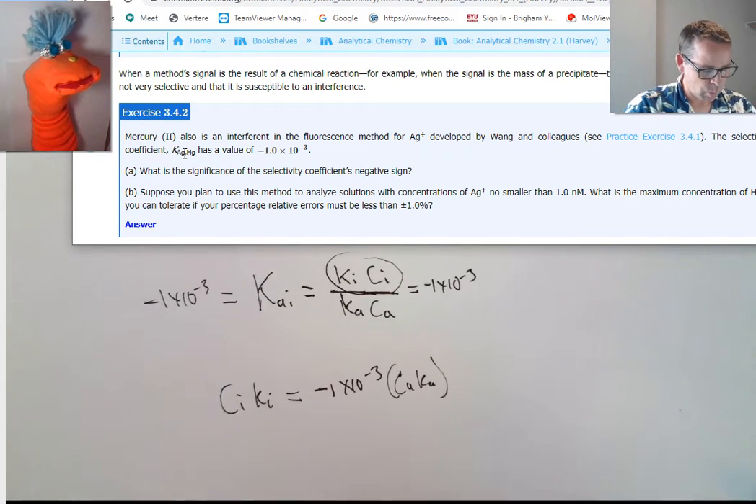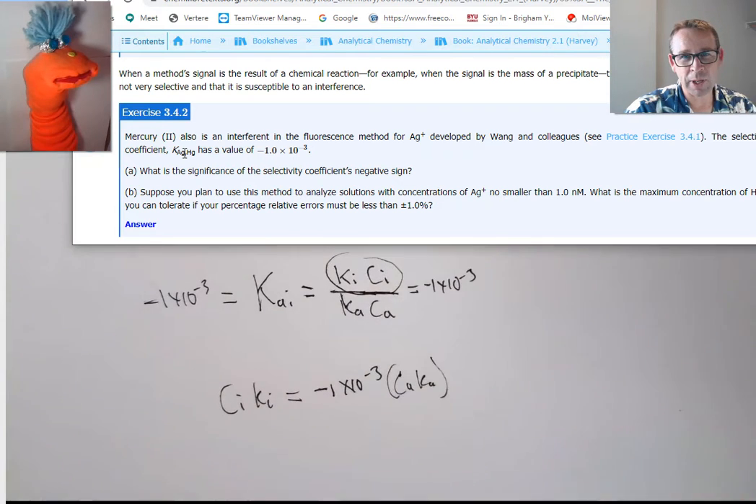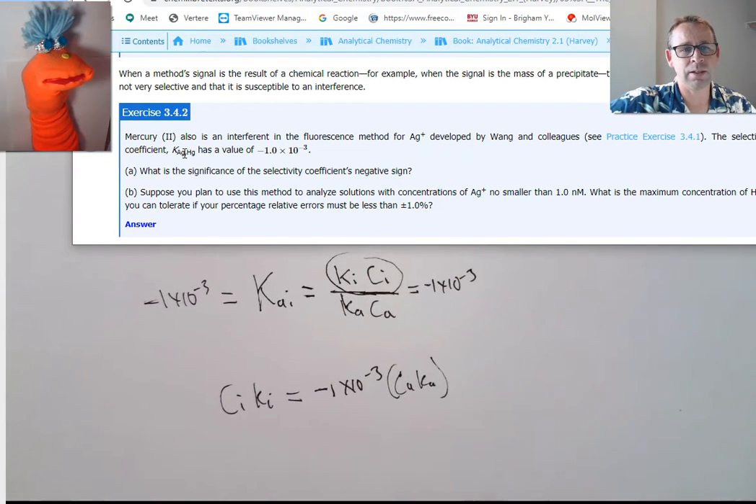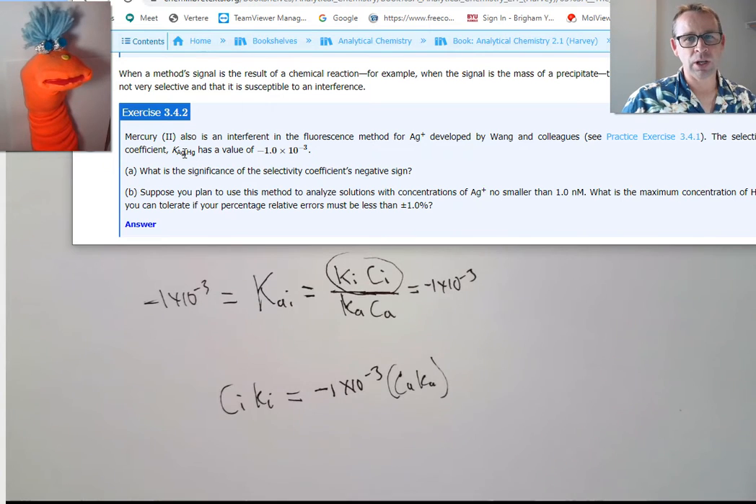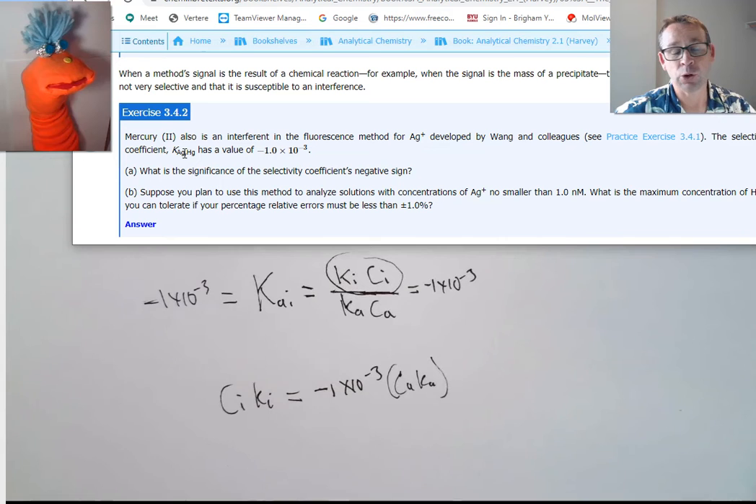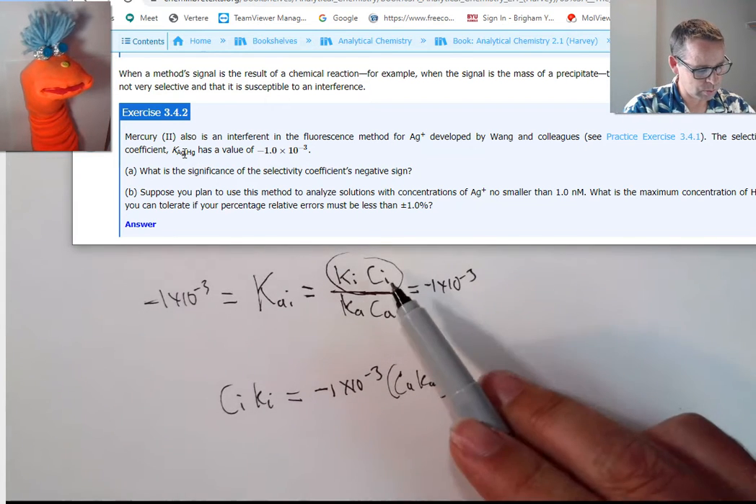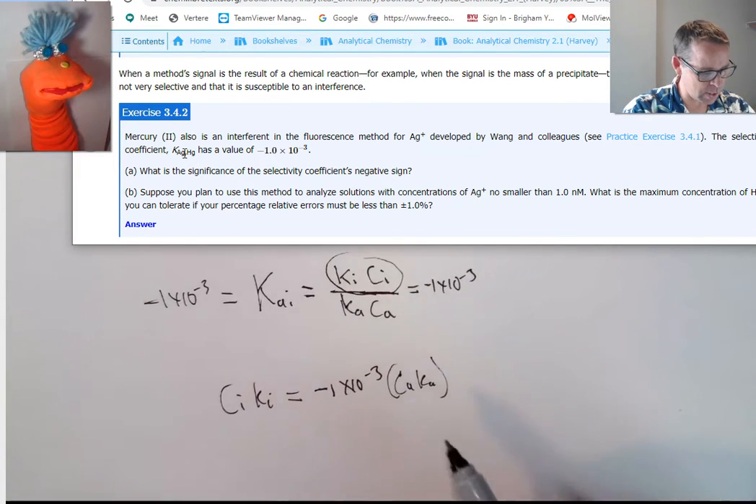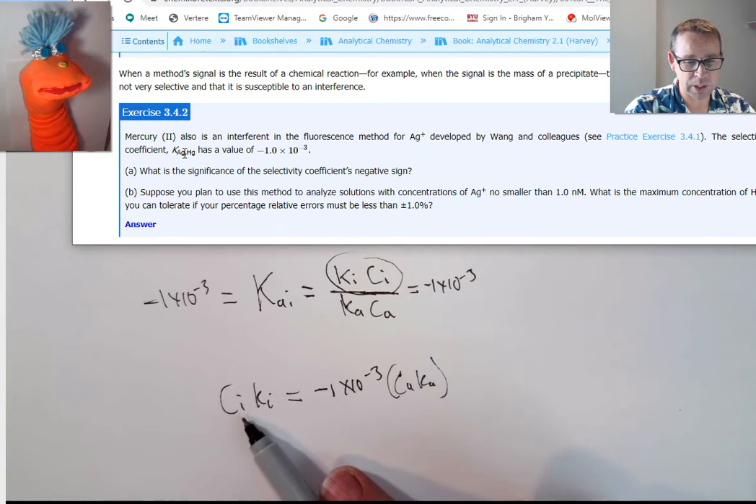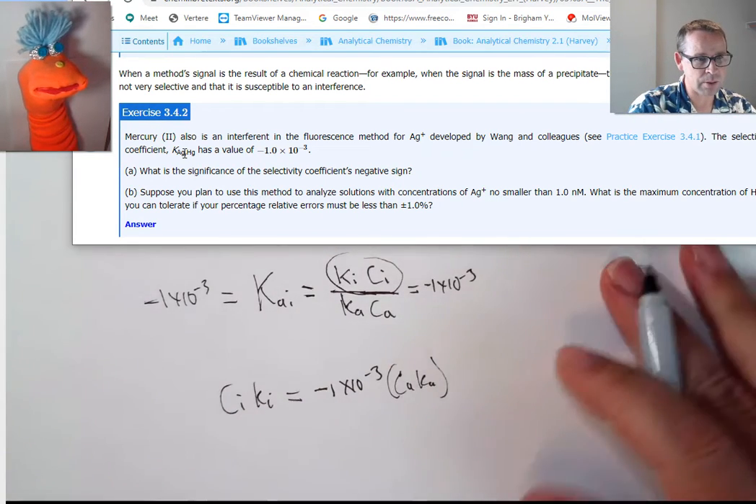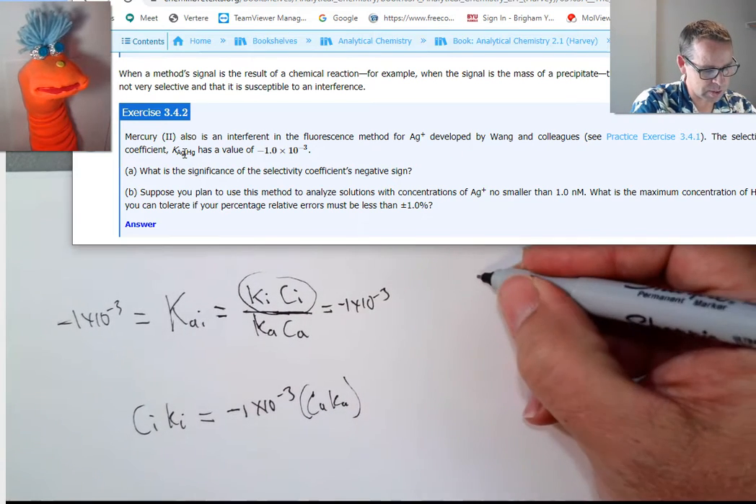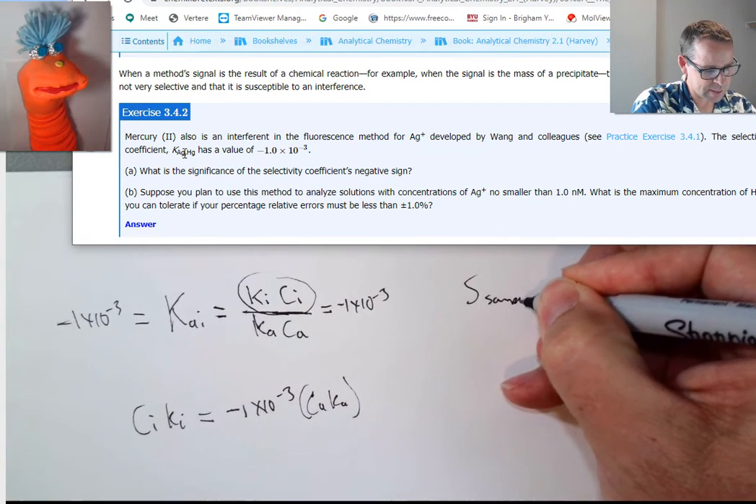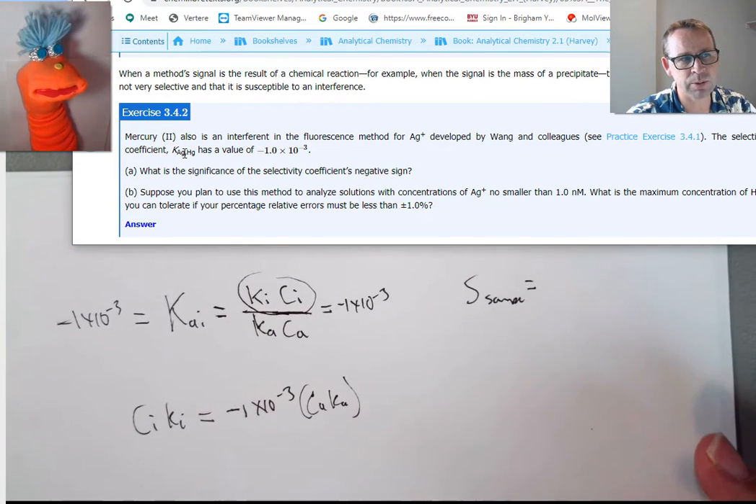Well, because we're again being asked, what is the maximum concentration of the interferent that we can have under these conditions. And so if we have the Ci in our equation here, if we solve for Ci and then relate that to our other standard equation, the S for the sample, right? The signal for the sample. What is the signal for the sample equal to?